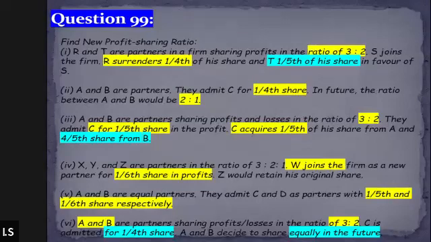I'm giving you this question as your homework. Case 6 is your homework. A and B are partners sharing profit and losses in the ratio of 3:2. C is admitted for 1/4 share and B decided to share equally in the future.